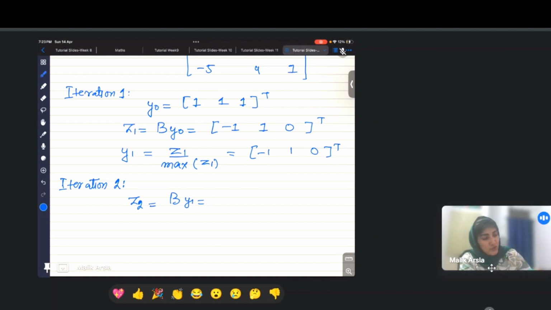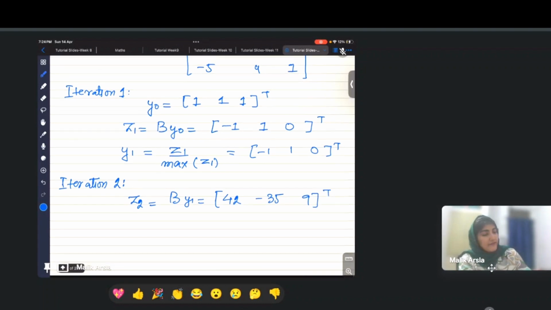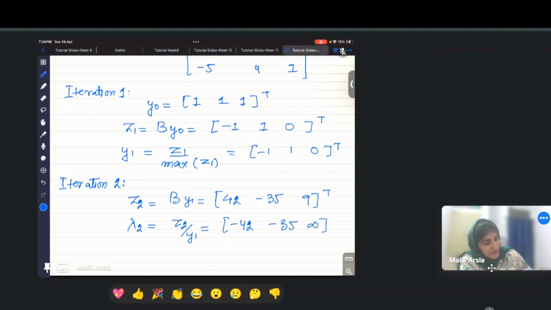B Y1. And when you multiply this, it comes out to be 42, minus 35, and 9. Now here also, if you go for lambda 2, it will be Z2 upon Y1, which comes out to be minus 42, minus 35, and the third one will be 9 by 0, infinity. Here also it is different, so you move to the next iteration.